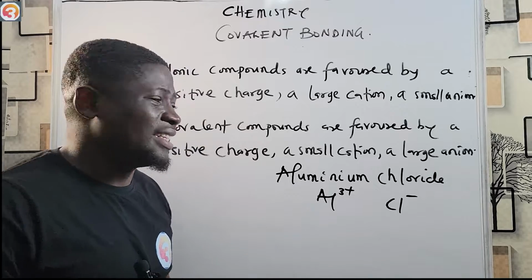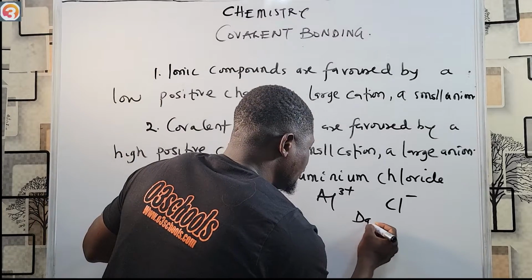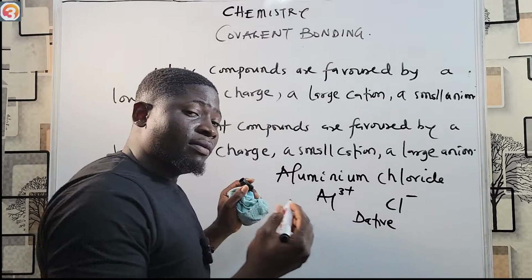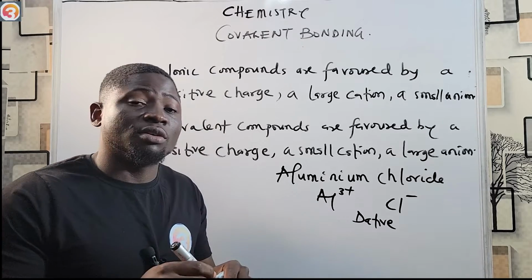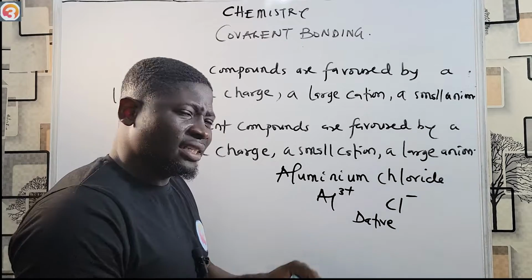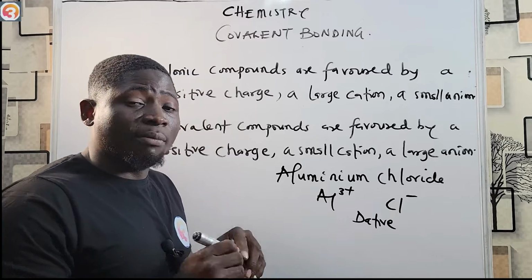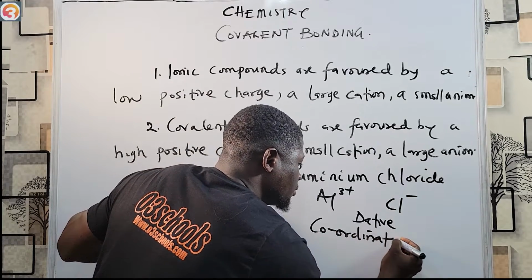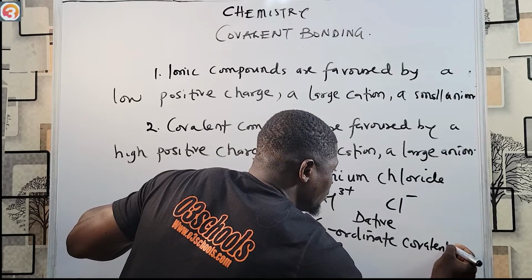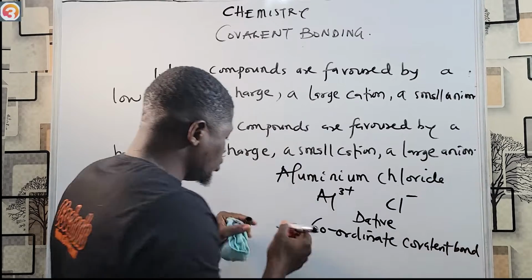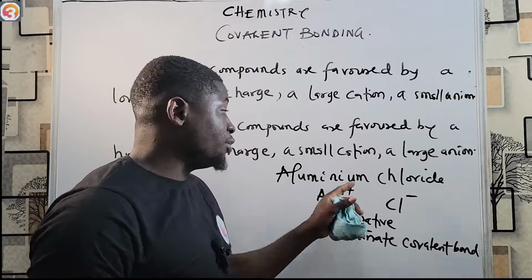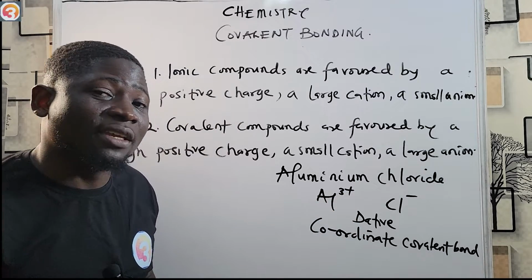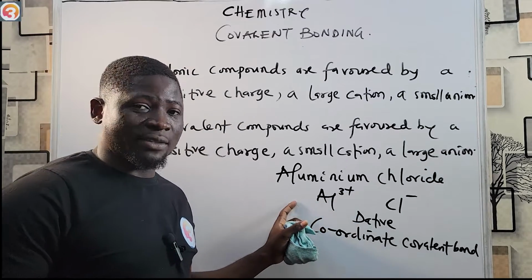And it's not just covalent, it is dative. Dative bond is another type of bond which we are going to discuss in the next class. A dative bond is a type of covalent bond. It is called a coordinate covalent bond. So this compound, aluminum chloride, is not ionic. It is covalent.